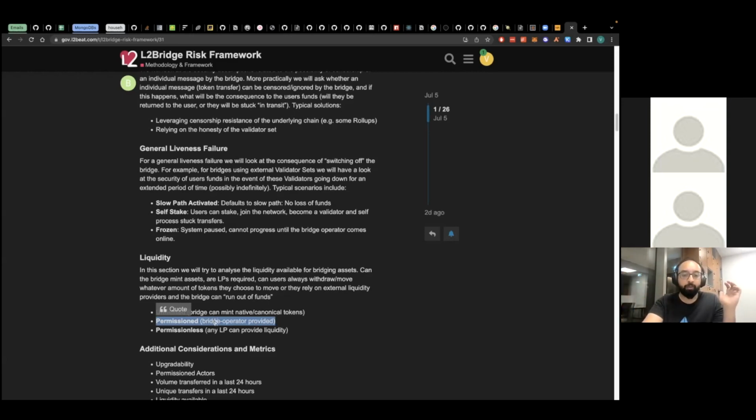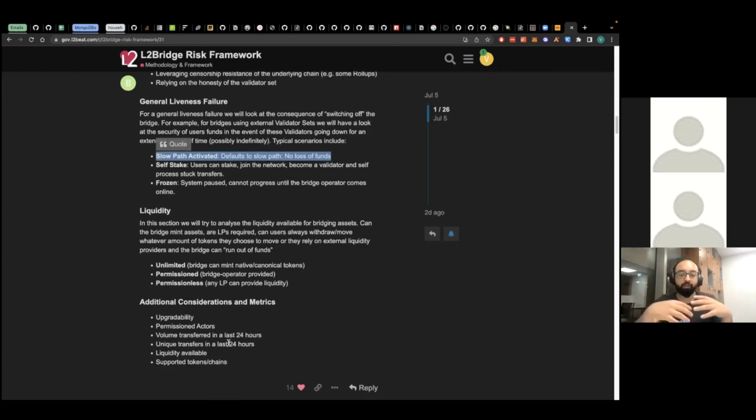They were still pretty safe because Hop has a slow path that was activated, meaning they would get the funds eventually, after a day, but for now they would just have to wait. And this was a pretty bad UX, right? So we want to highlight these sorts of things in the framework as well.